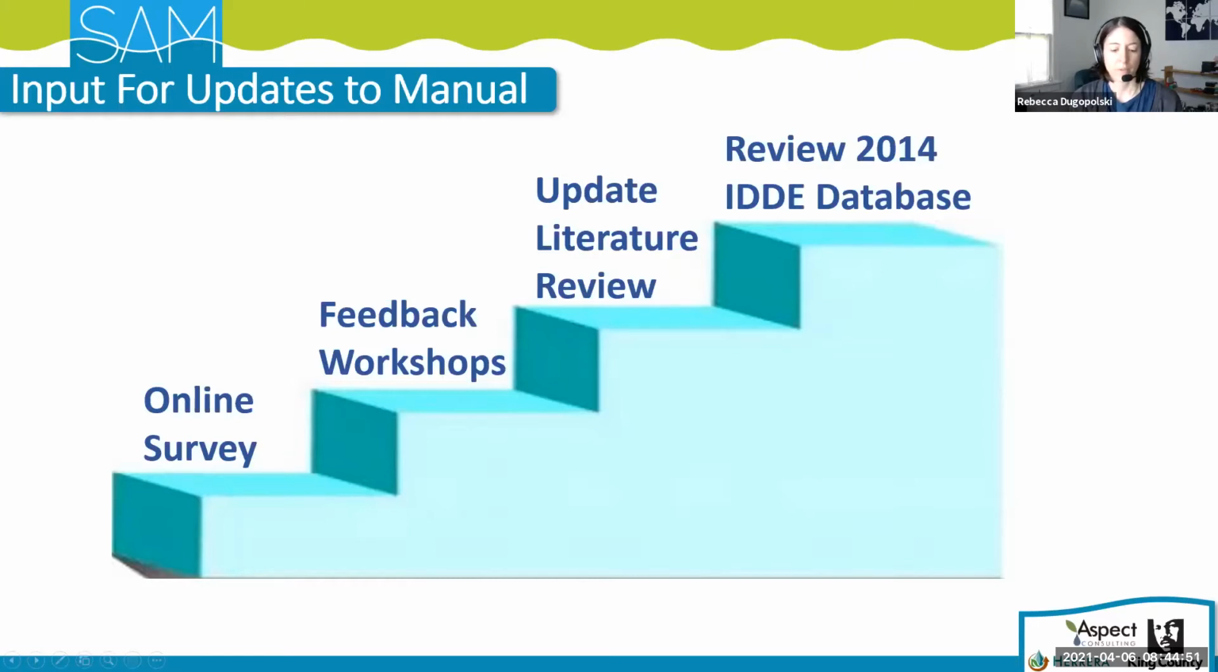The next step was updating the literature review. So we took a look at the sources that we looked at for the original manual and added some resources from Western Washington: 5 IDD manuals from Western Washington, 7 IDD manuals from non-Western Washington jurisdictions, 4 federal or national guidance documents, and then 4 academic research articles. And then the last step of the process was reviewing the 2014 IDD database. That was taking a look at a 2017 study by the City of Lakewood and Aspect, looking at all the IDD records that have been reported and taking a look at those as well. So that's our stepped approach to updating the manual.